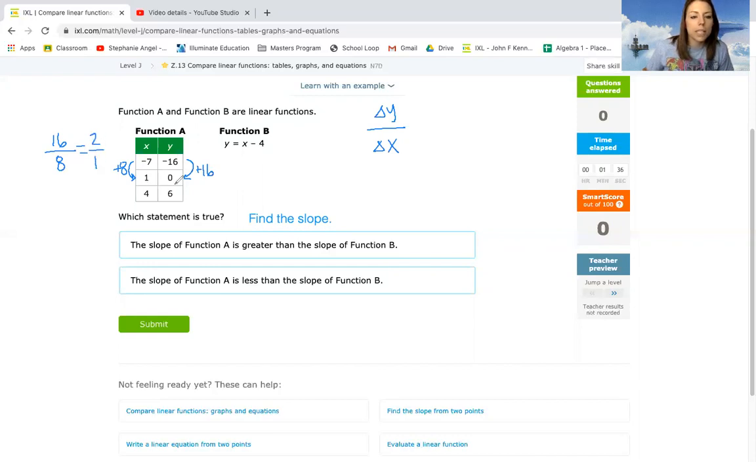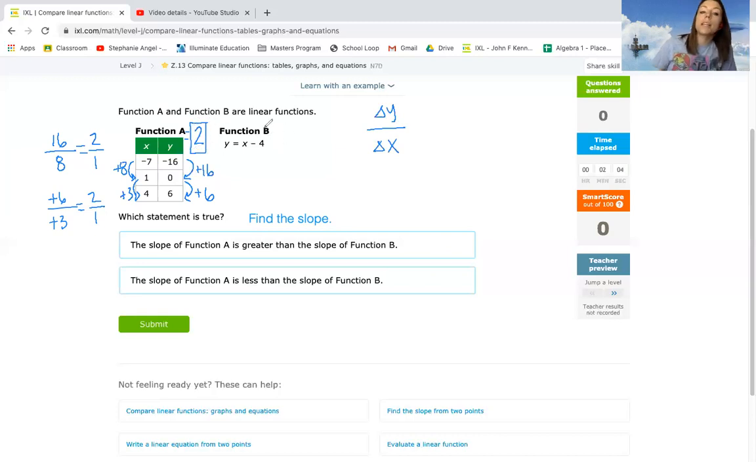Let's see if that's also the same when we calculate the next change. The next change is from 0 to 6, which is +6, and from 1 to 4, which is +3. So that's a change of +6 over +3, which also simplifies to 2 over 1. So the slope of function A is 2 over 1, or we could just call that 2, okay?